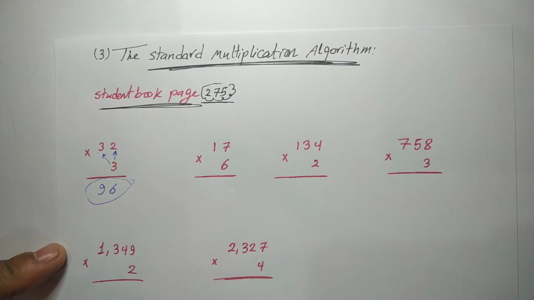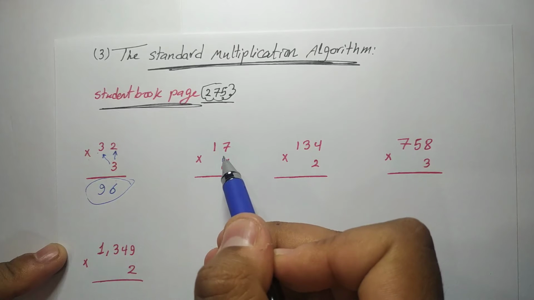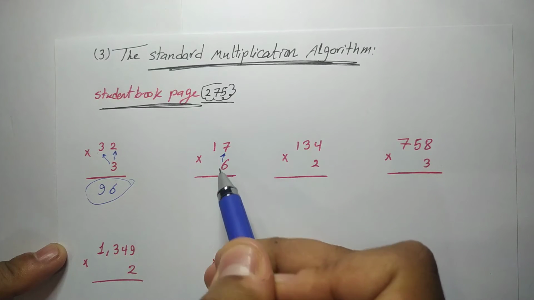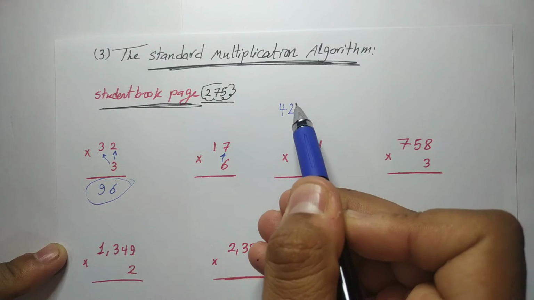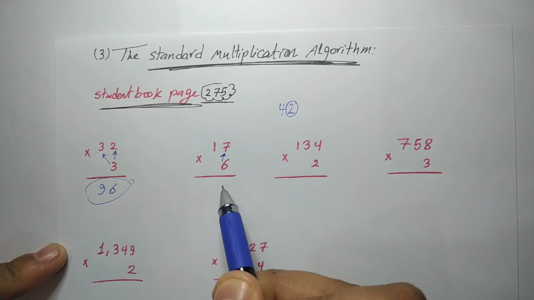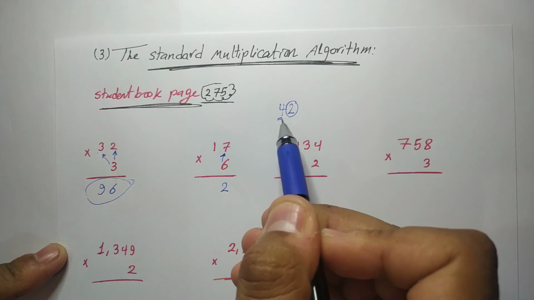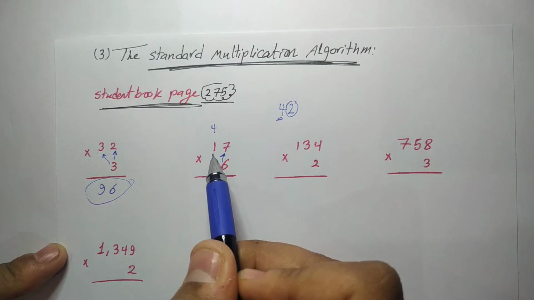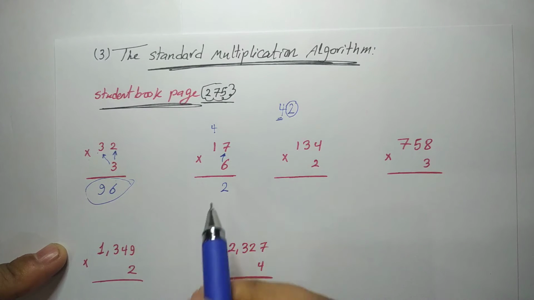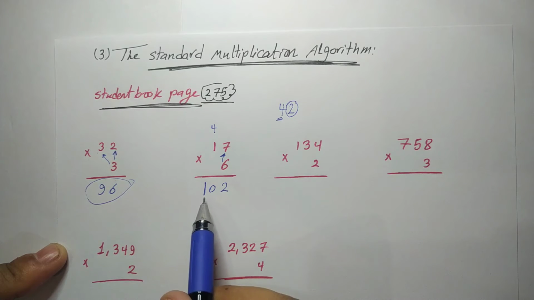Another example. 6 times 17. Start with the ones. 6 times 7, it will be 42. You will write the 2 in the ones and carry up the 4 tens here. So it will be 6 times 1, it will be 6. 6 plus 4, it will be 10. And the answer is just 102.